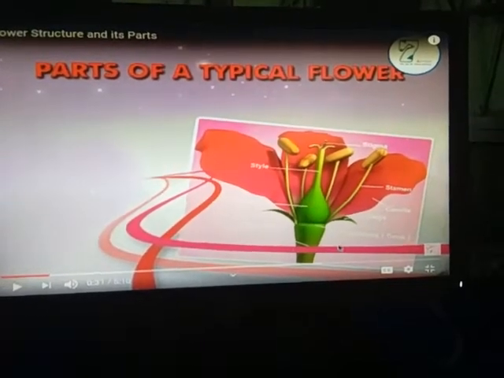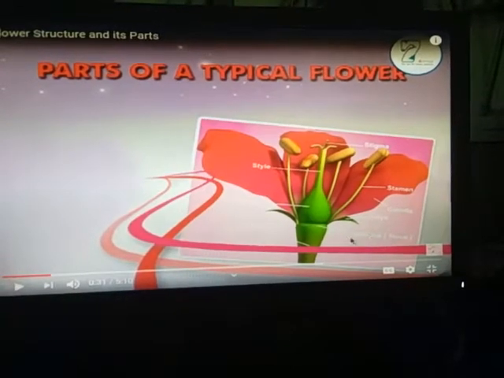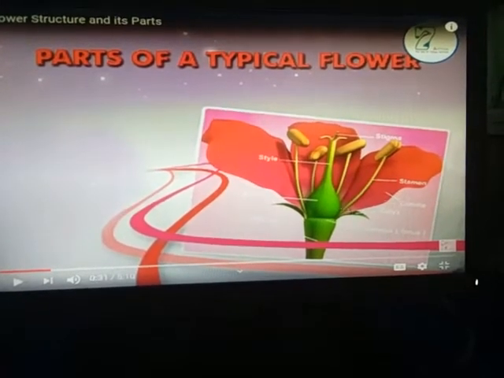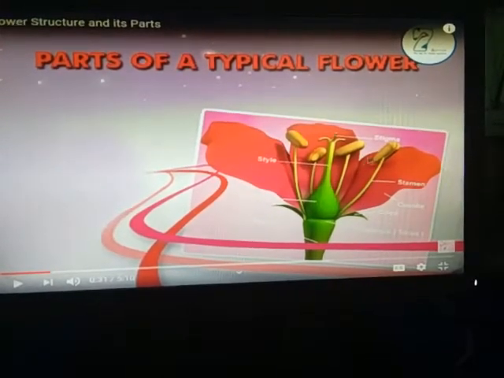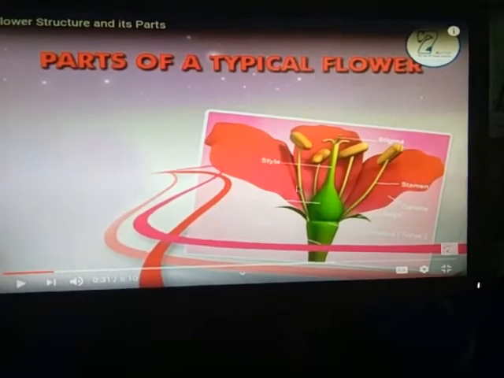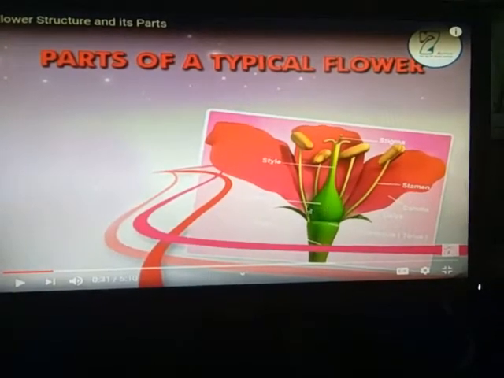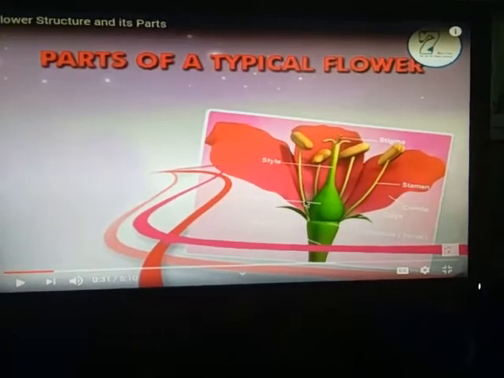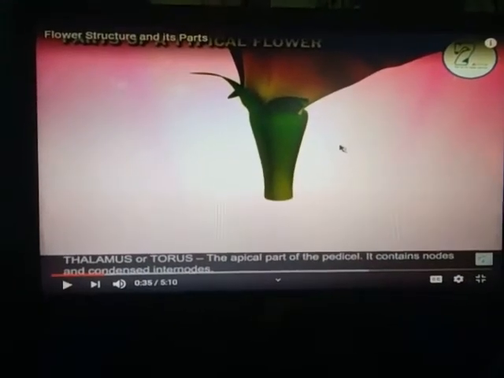This is the pedicel, this portion is the thalamus or torus, this green portion is the calyx, and this red colored portion is the corolla. This portion is the stamen, and this swollen part is the anther. This is the female reproductive part, this swollen part is the ovary, and this is the style that connects the stigma to the ovary part. Now we will discuss each part.